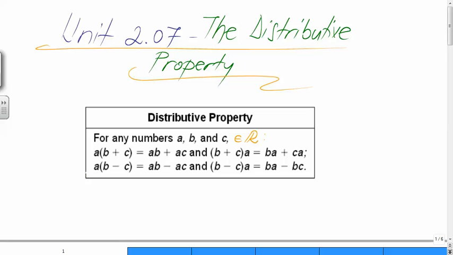Okay, same story with the difference of two numbers. a times (b - c) will be the same as a times b minus a times c. What you see here is that you take that a and you multiply it by everything inside the parentheses. If you write it backwards, it's still the same because multiplication is commutative.